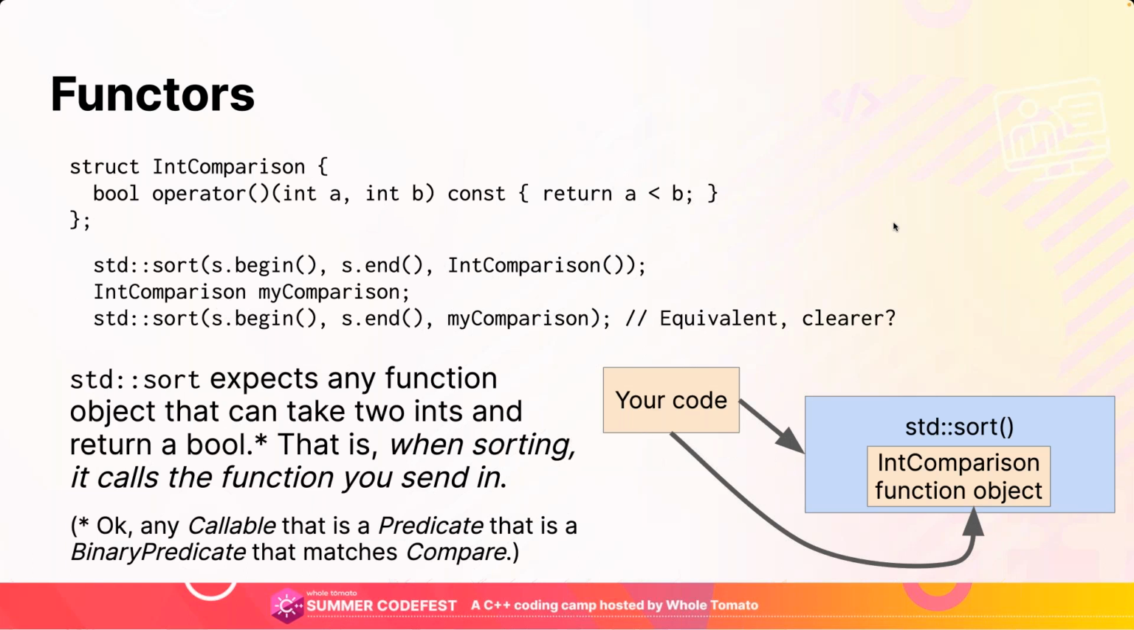So std::sort, and we're just using this as an example, expects any function object that can take two integers, when it's a vector of integers, say two of whatever the type is, and returns a boolean for if one is less than the other. And the key to get here is that when sorting, it calls the function that you send in. So I'm just returning here to how you pass in a function or a function object.